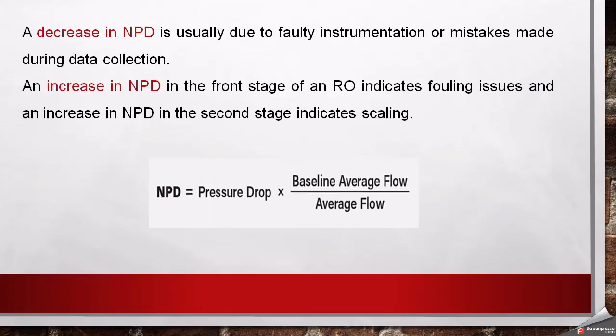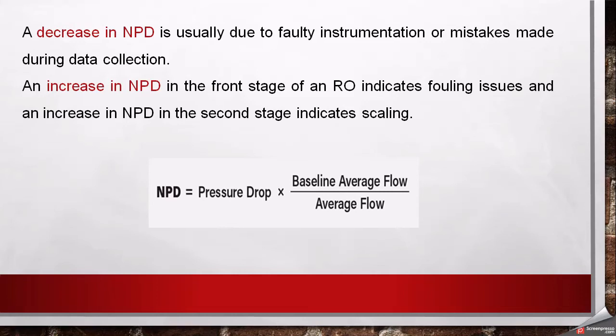And another important point: when NPD decreases, what does this mean? It is usually due to faulty instrumentation or mistakes made during the data collection, because during the operation there are particles and impurities present or sitting on the surface of the membrane. So delta P, differential pressure, normally increases. There is no chance, if we did not clean the membrane, if we did not do anything with the membrane, that NPD decreases.